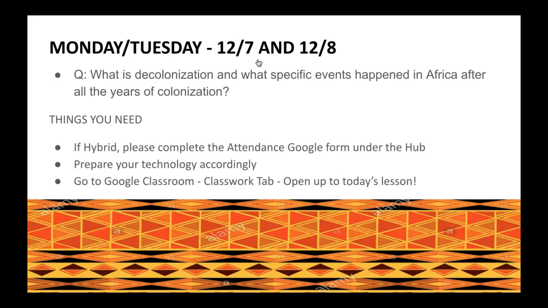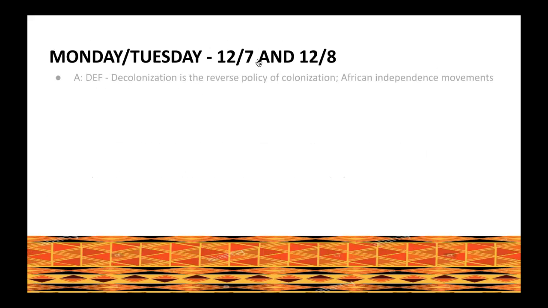For Monday and Tuesday: what is decolonization, and what specific events happened in Africa after all the years of colonization and European colonial rule? While you copy down that question, let me explain why this matters. In this part of the course, we're talking about all the years of colonization coming to a head, in the sense that many African nations began to advocate for their own independence. After World War II, many European nations did loosen their control of their colonial holdings, not just in Africa, but around the world. But what events led to that, and what events resulted from that?